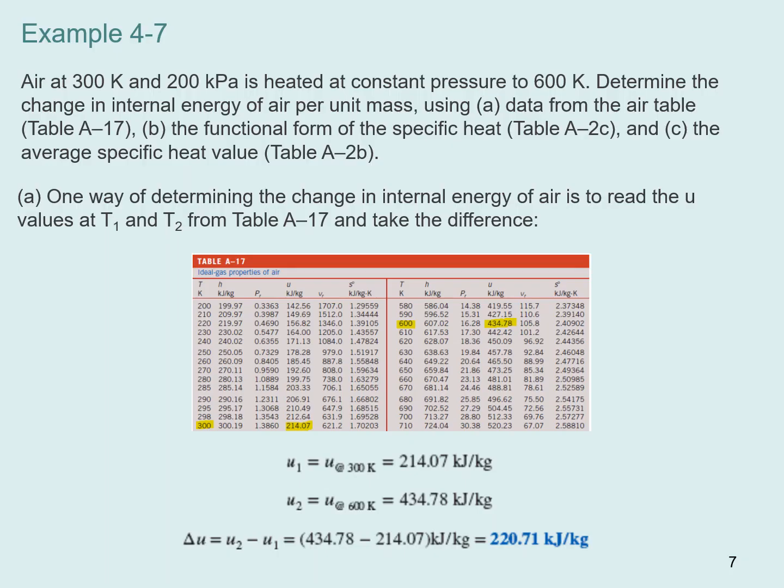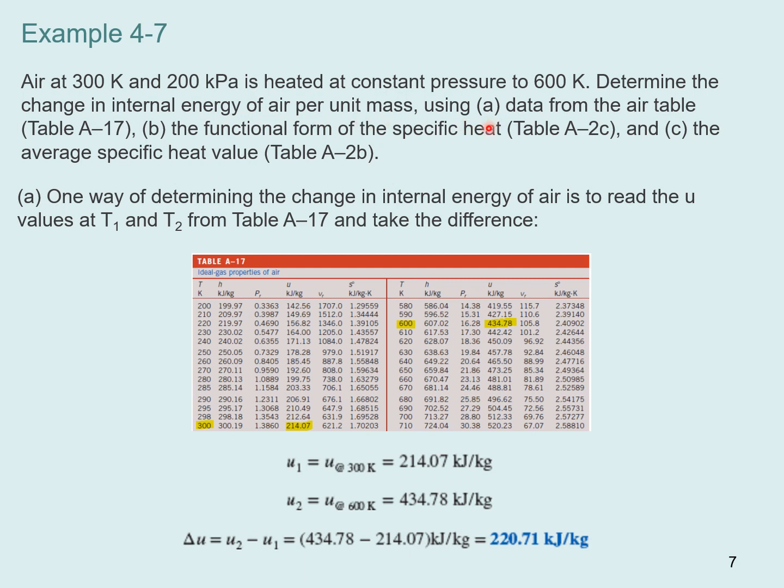So let's look at example 4.7. Air at 300 K and 200 kilopascals is heated at constant pressure to 600 K. Determine the change in internal energy of air per unit mass.